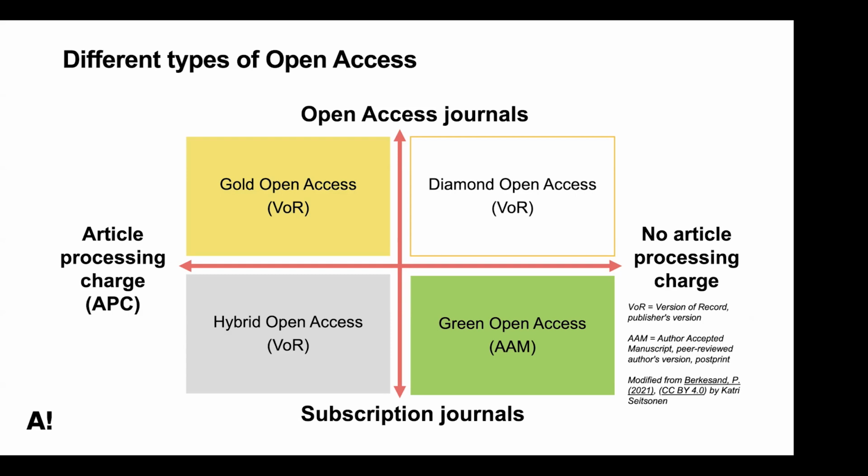This figure presents the different types of open access in a slightly different way. On the left are the open access types with fees, gold and hybrid, and on the right are the types without fees, diamond and green.